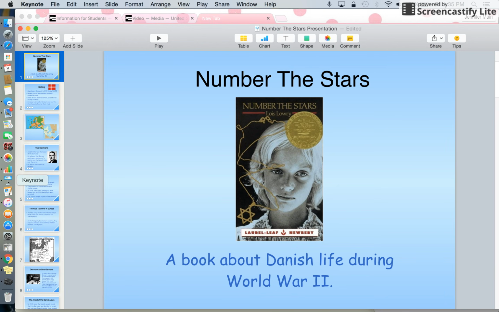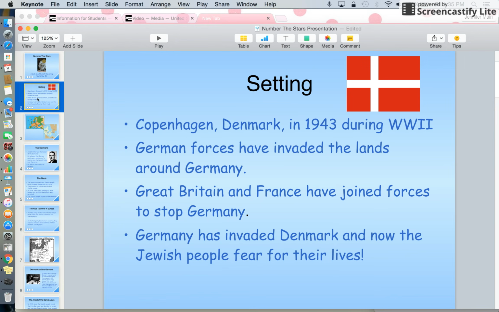People who live in Denmark are known as Danes, or sometimes referred to as Danish when we're talking about them in plural. This story is a book about what life was like living in Denmark during World War II. Now, the setting is in Copenhagen, a city in Denmark, and it's 1943, and German forces have invaded the land surrounding Germany. Great Britain and France have joined forces together to try and stop Germany. In this story, Germany has invaded Denmark, and any Jews who are living in Denmark fear for their lives.